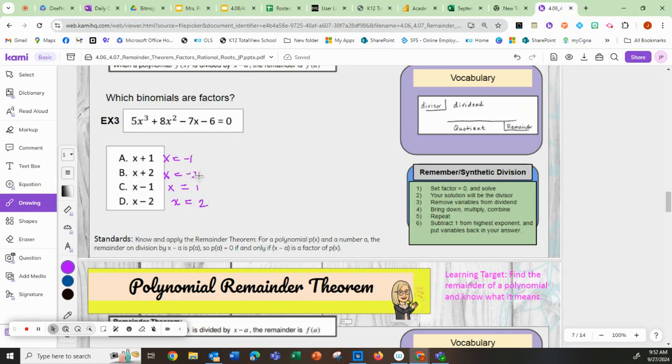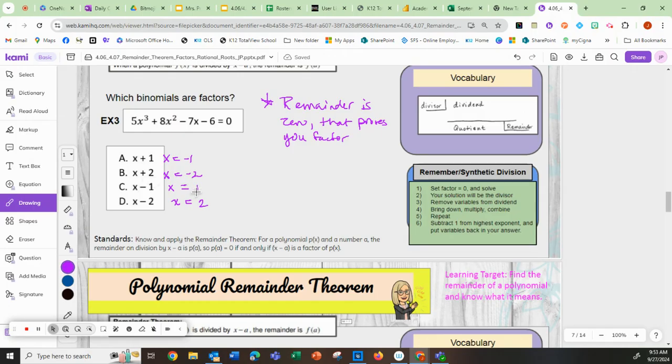And you could actually do synthetic division with all 4 of these. And when your remainder is 0, that's how you know you have a factor. Okay, so I'm going to write this down. When your remainder is 0, that proves you have a factor. So if I do synthetic division with negative 1 and my remainder is 0, that means x plus 1 is a factor. If I do synthetic division with negative 2 and the remainder is 0, that means x plus 2 is a factor.